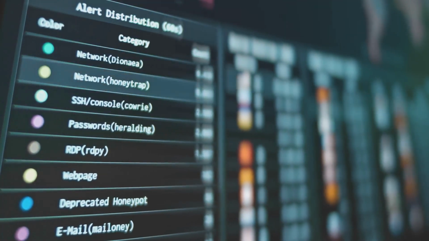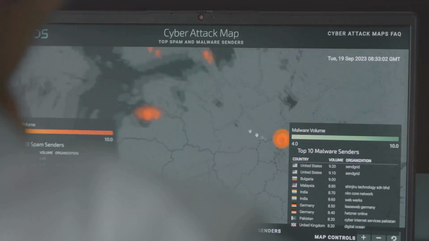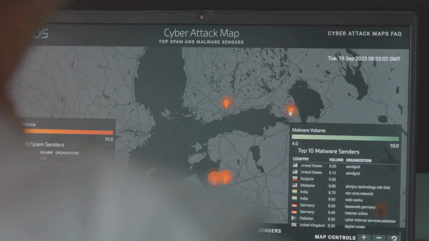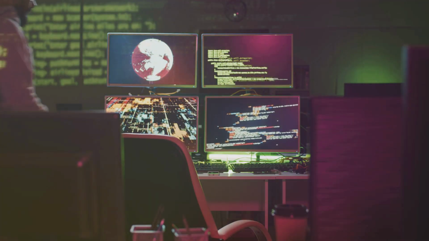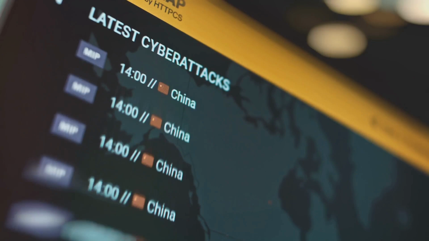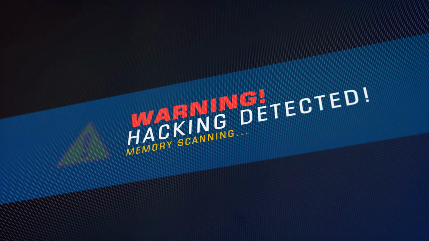WAFs rely on a variety of techniques to detect and block attacks. Signature-based detection compares incoming traffic to a database of known attack signatures. These signatures are essentially patterns that match malicious code. Anomaly-based detection establishes a baseline of normal traffic behavior. Any deviation from this baseline is flagged as suspicious.